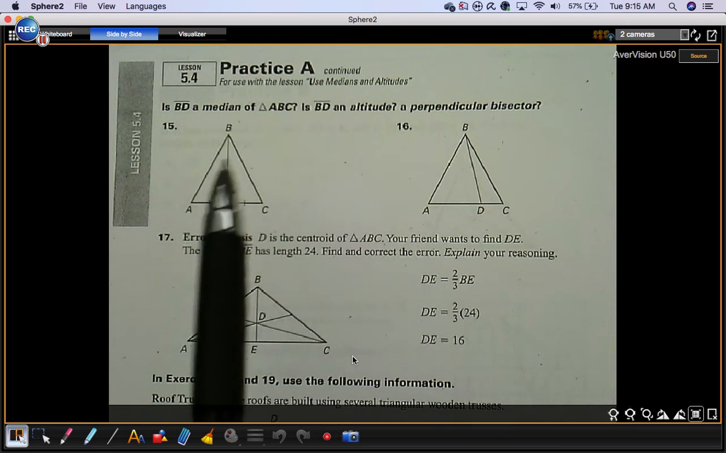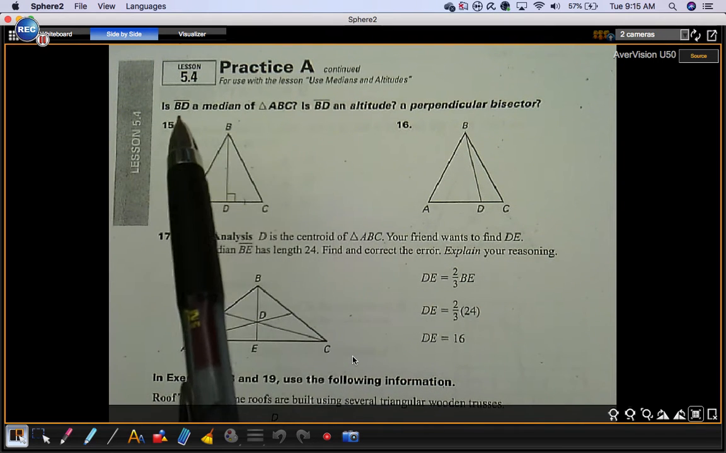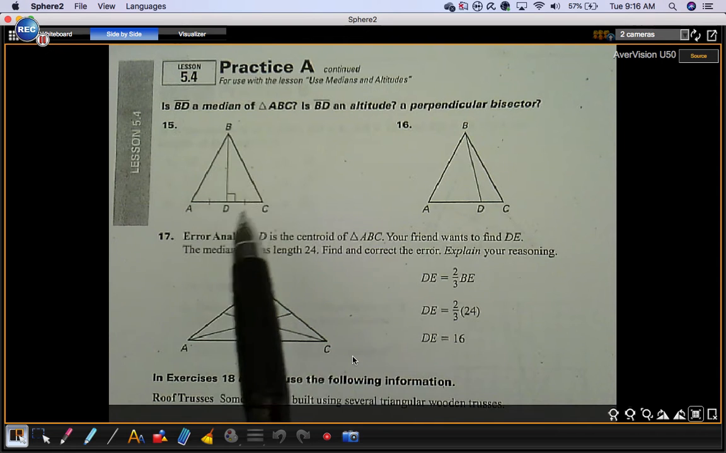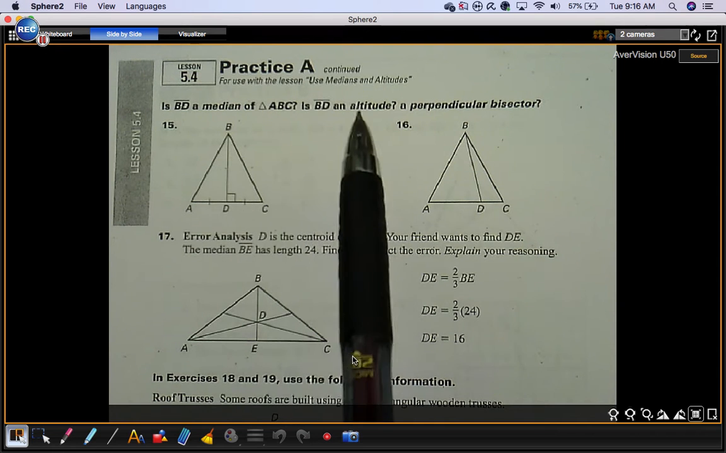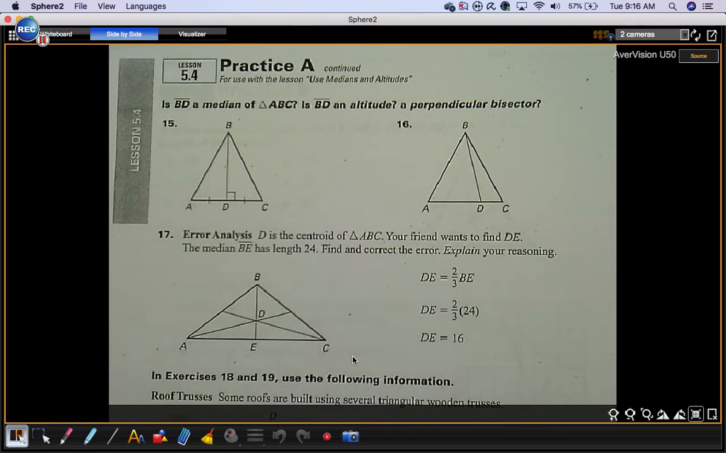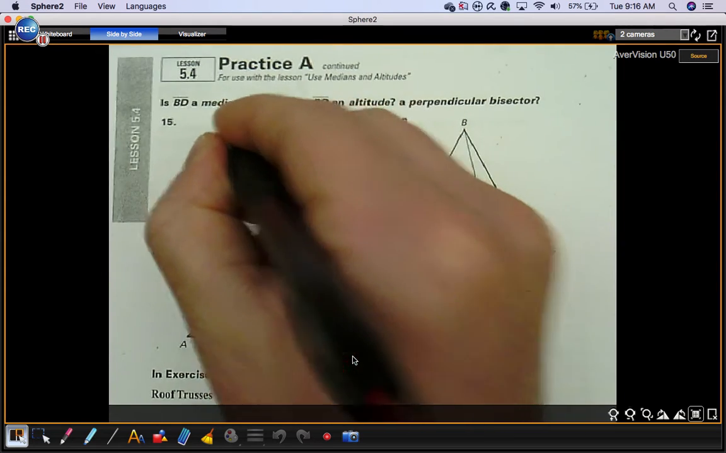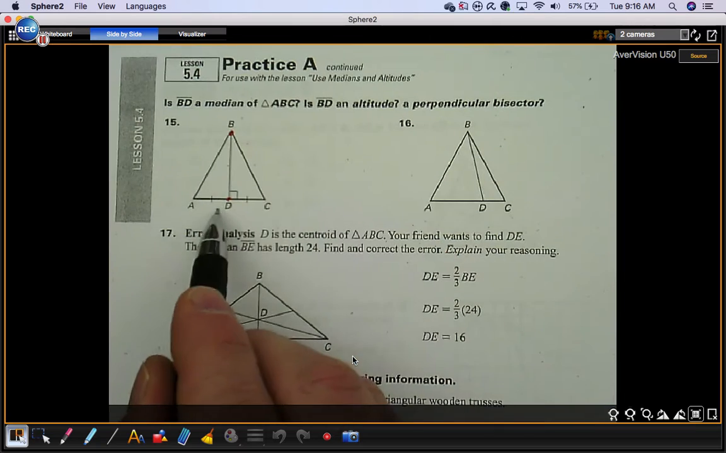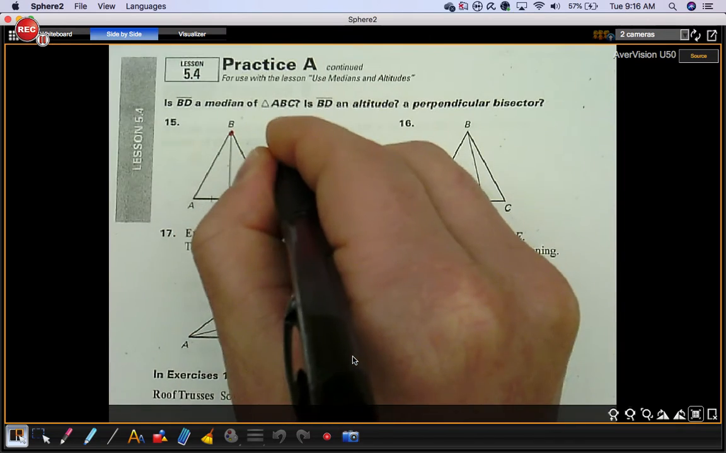For section 5.4, this is the back of the worksheet. Is segment BD a median of triangle ABC? Is it an altitude? Is it a perpendicular bisector? Well, it would be a median if it touches a vertex and it touches a midpoint. So it's definitely a median.